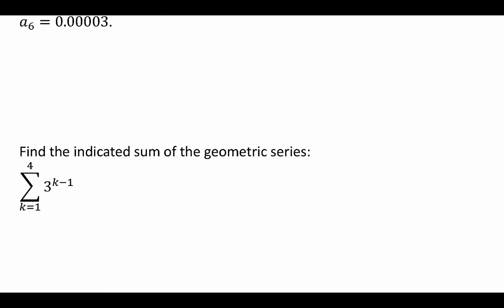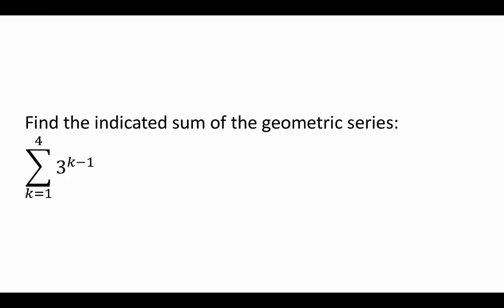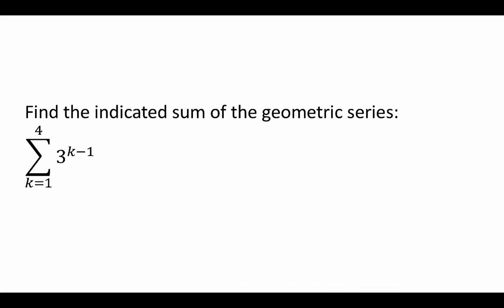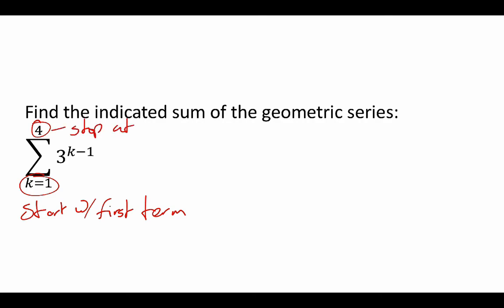For time's sake, I'm just going to skip over it, because I want to take a look at the bottom part of example 4. It says find the indicated sum of the geometric series where k equals 1 going up to 4 of 3 to the k minus 1. Just to refresh on a couple things here. This says start with your first term. Stop at your fourth. So to find each term, we have to plug them into this.